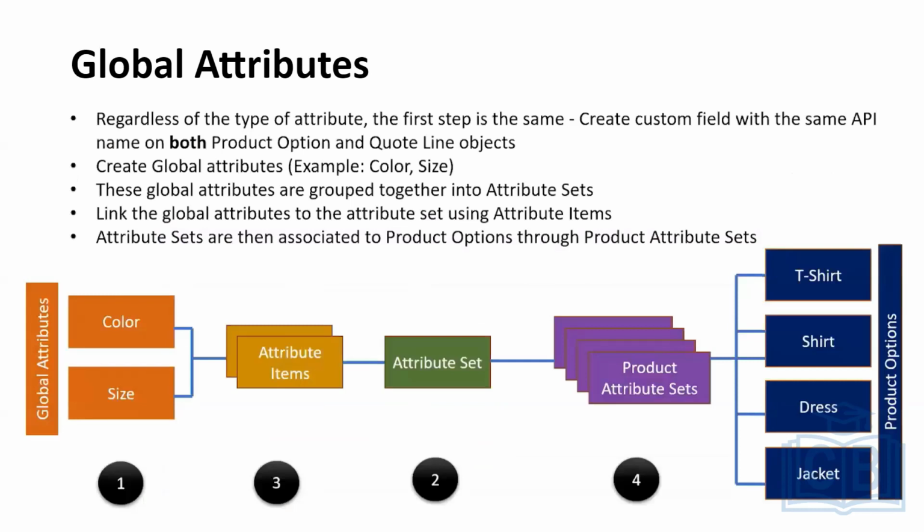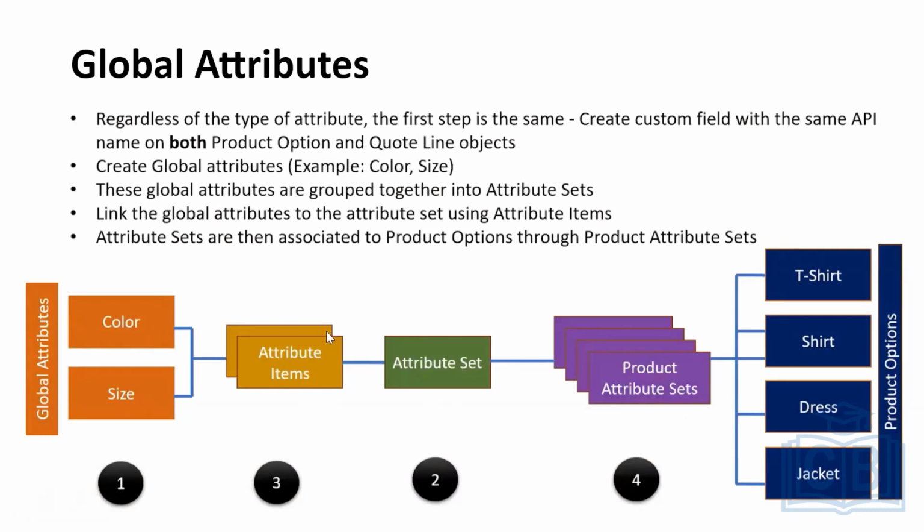Now let's see how we can create that attribute. So first step, let's take an example. We are going to create color and size only. These two are global attributes. So again we need to create these two custom fields on the product option plus quote line object. Then create a global attribute. Okay, so we create a global attribute for color and size. I'll show you how to create that.